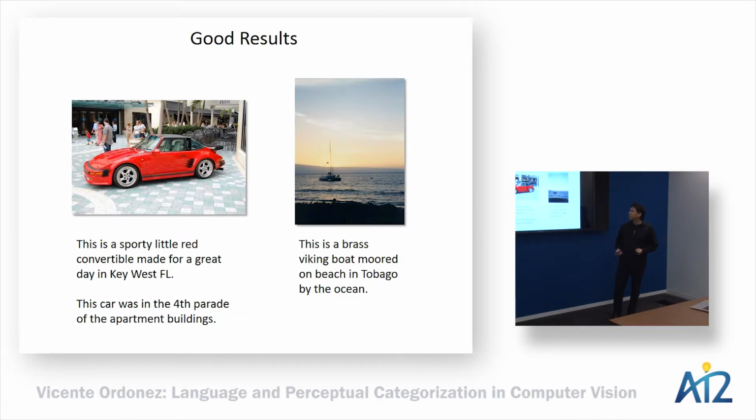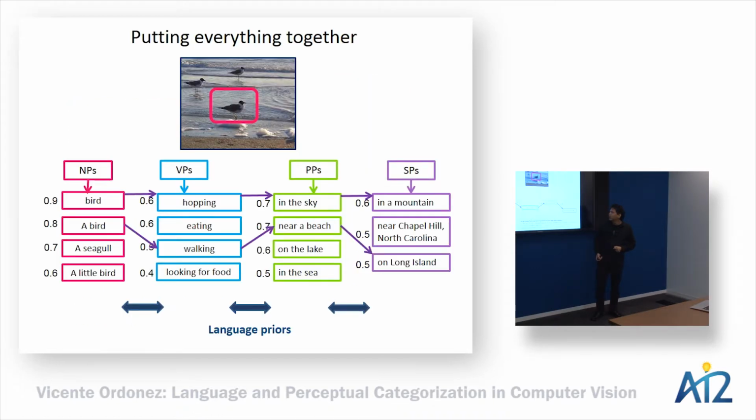Here are some results. Here you have this image, and it says, this is a sporty little red convertible made for a great day in Key West, Florida. Yes? So, you had a score of 0.4 for the looking for food. How did you get that score?